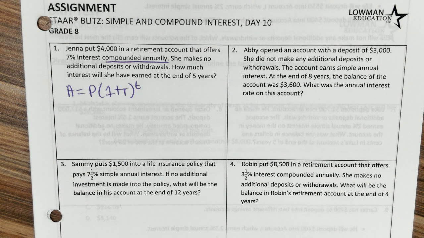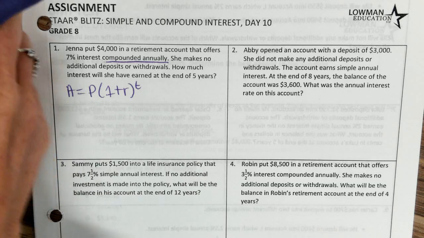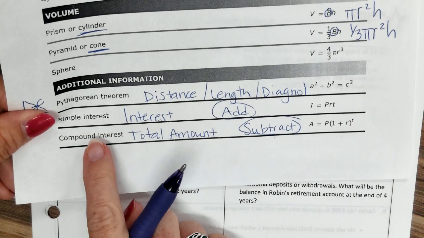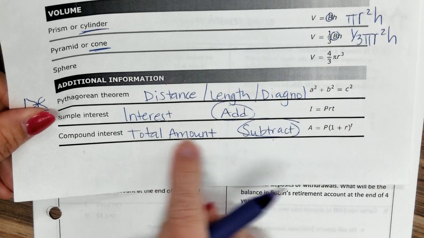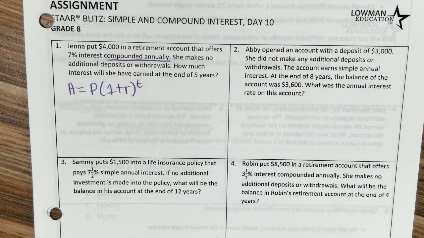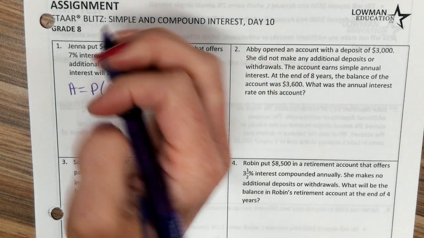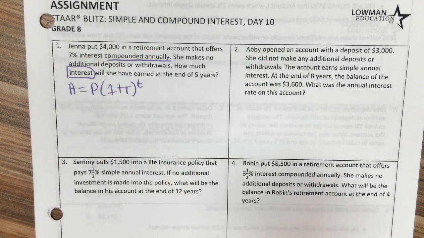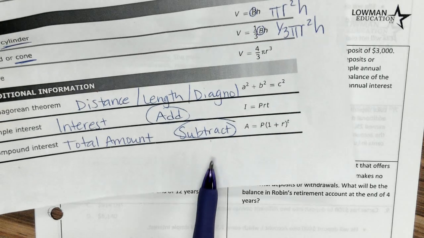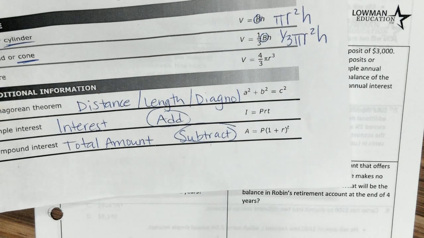Then I'm going to ask myself, what does this formula solve for? And I write it every day on my star chart. Total amount. So I'm going to read the question. How much interest? Does this formula solve for interest? No. So I'm going to have to do the second step of subtraction.